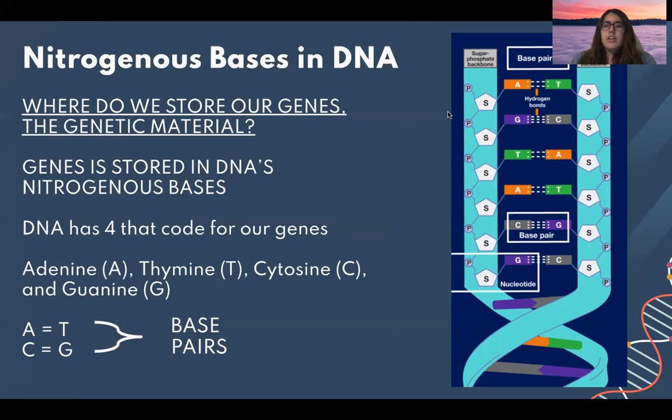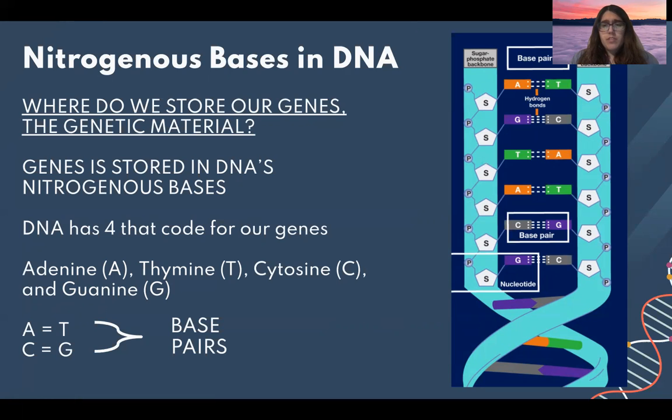As you can see here, we have 4 different colors. That means we have 4 different nitrogenous bases that code for our genes. All the stuff that makes up who we are is inserted into these bases. They code for everything: your hair, your skin color, your height, how big your hands are going to be, and so on and so forth. Those 4 bases are called adenine, represented by the letter A, thymine, represented by the letter T, cytosine, represented by the letter C, and guanine, represented by the letter G.